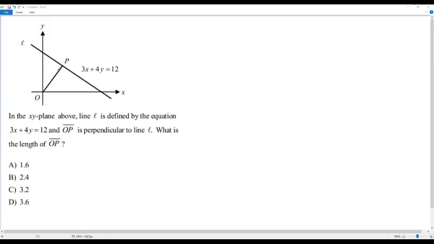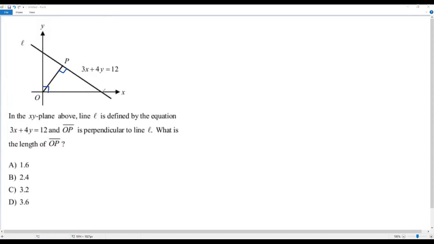Okay, in the given figure, we have to find the length of this line segment OP. The question also says the line segment OP is perpendicular to line L. Since OP is perpendicular to line L, we have a right angle here. And in any xy plane, the x-axis and y-axis intersect at a right angle. So here we have a right angle.